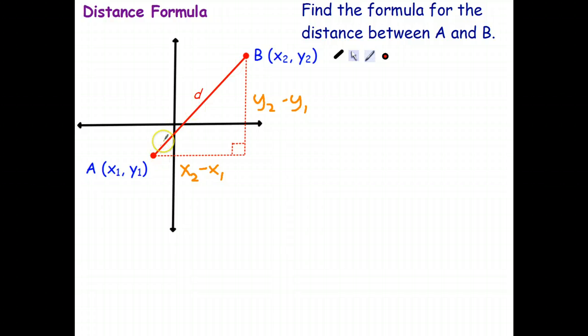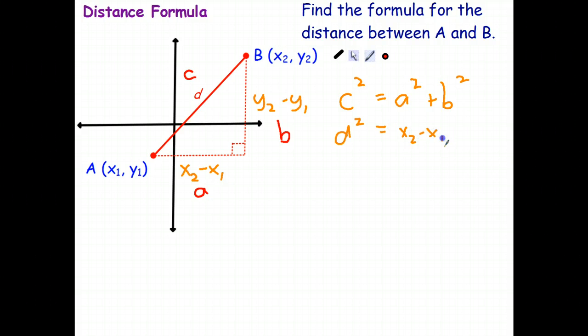So the hypotenuse, again, we'll call that the letter C. Doesn't matter which one I call A, so we'll call that one A and that one B. And let's go ahead and work out the formula for D. So we start by saying C squared equals A squared plus B squared, because we're using the Pythagorean theorem for this. In place of C, I'm going to write the letter D for distance. In place of A, I have to write the expression x sub 2 minus x sub 1 all squared.